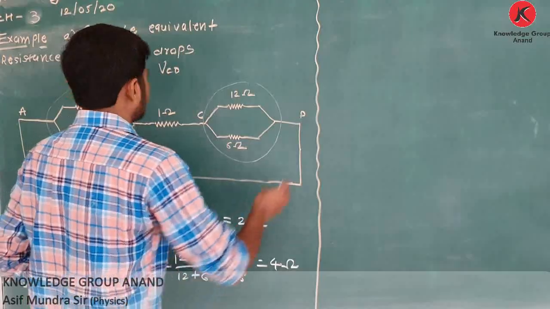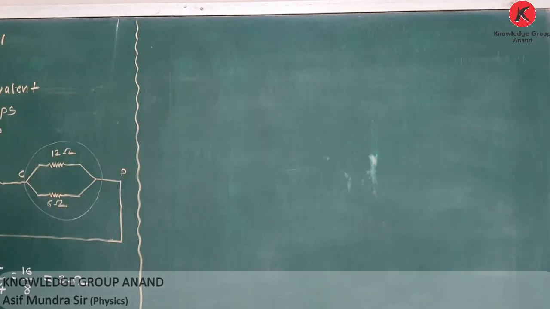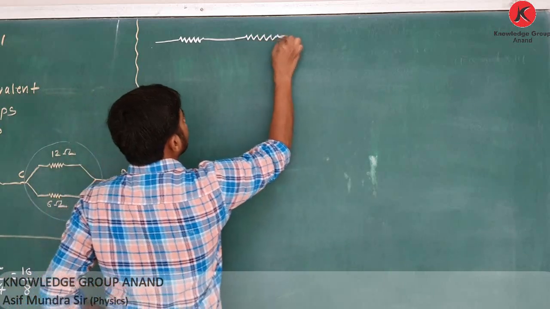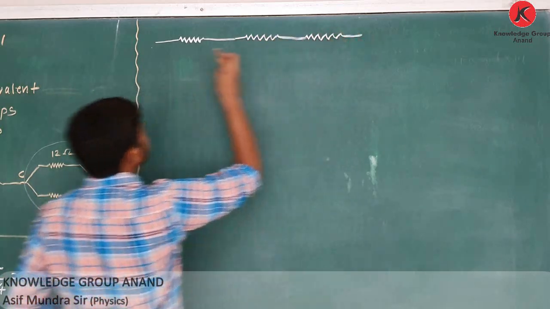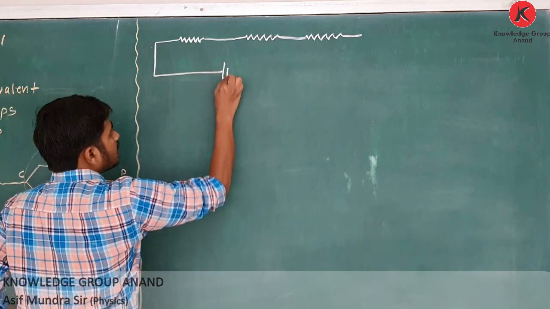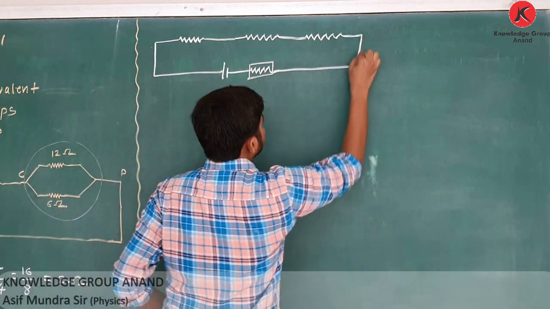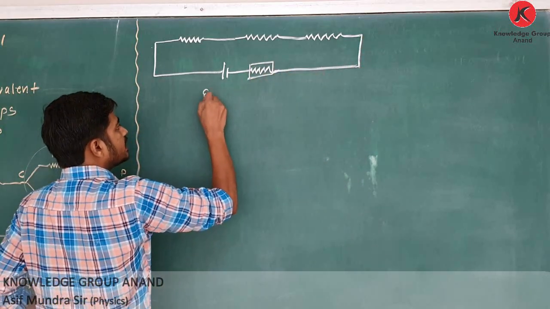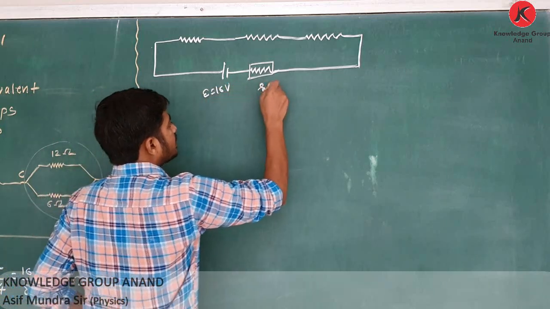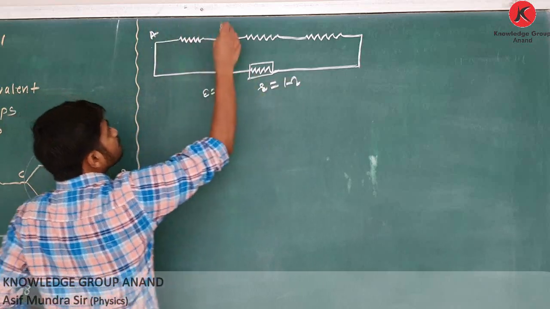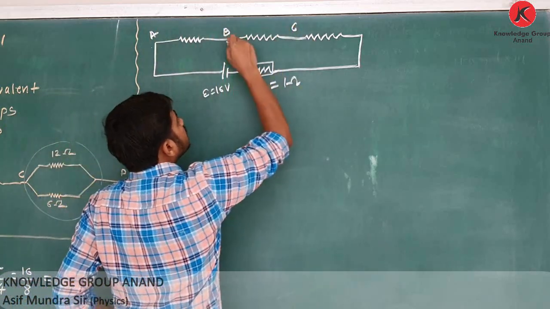How to draw this figure? Okay, now we will draw this circuit again. Between A and B, between B and C, and between C and D. It is a battery having EMF E equal to 16 volt, and internal resistance r equal to 1 ohm. It is point A, it is point B, it is point C.